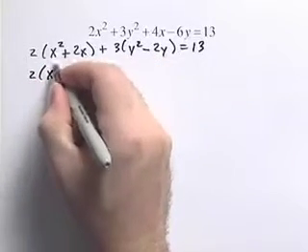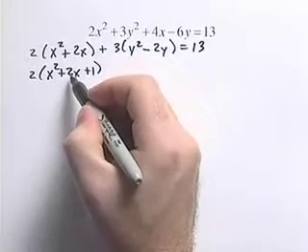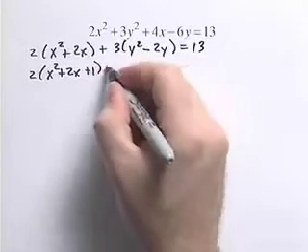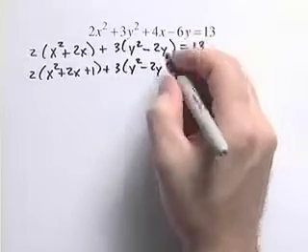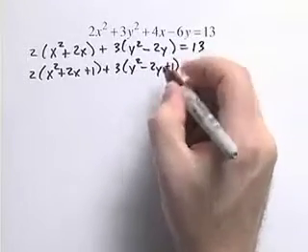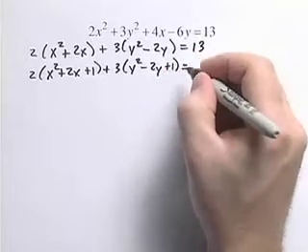So we'll have 2 times (x squared plus 2x plus 1). So if we divide 2 by 2 and square it, we'll get 1. Plus 3 times (y squared minus 2y plus 1). So we divide negative 2 by 2, we get negative 1, and we square it, we'll get 1.